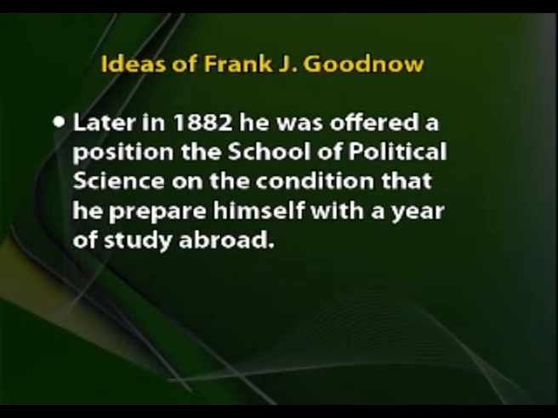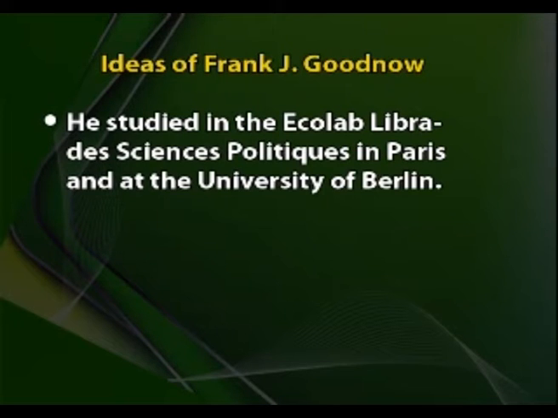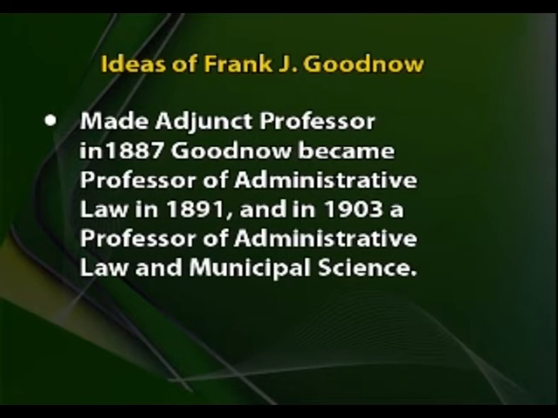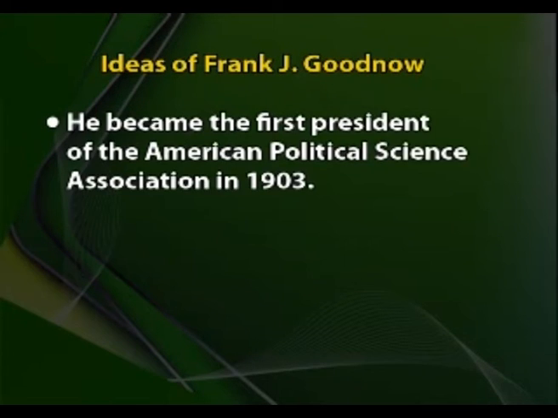Later in 1882, he was offered a position at the School of Political Science on the condition that he prepare himself with a year of studies abroad. He studied at the École Libre des Sciences Politiques in Paris and the University of Berlin. Made an adjunct professor in 1887, Frank J. Goodnow became professor of administrative law in 1891, and in 1903 professor of administrative law and municipal science. He became the first president of the American Political Science Association in 1903.